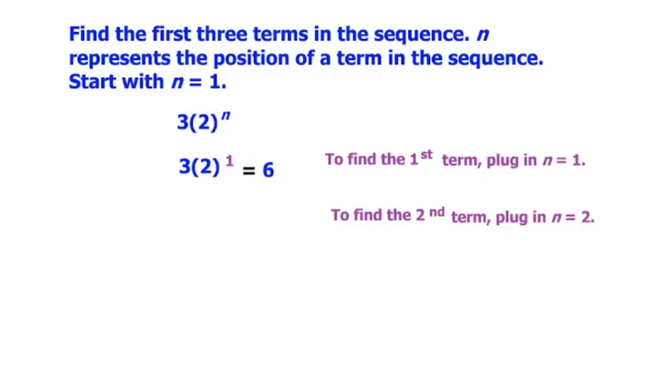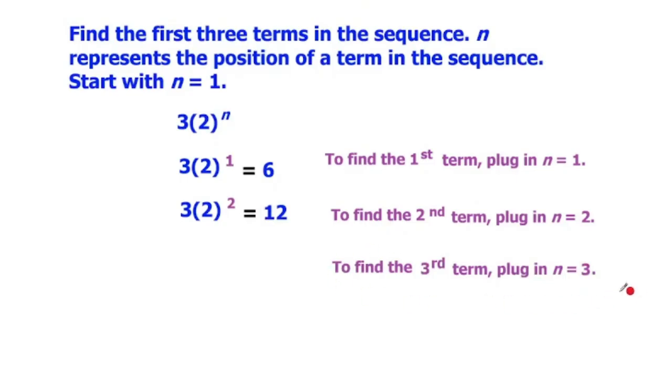And now that you understand this, it becomes very simple. So now to find the second term, plug in n equals 2. So you put 2 here for n, right? N becomes 2. So 2 to the 2 is just 2 times 2, which is 4. And then 4 times 3 equals 12.